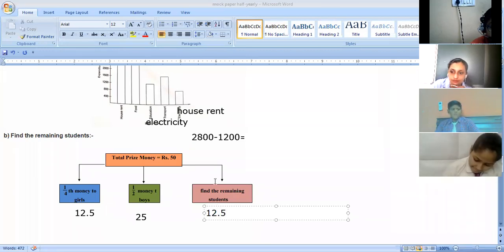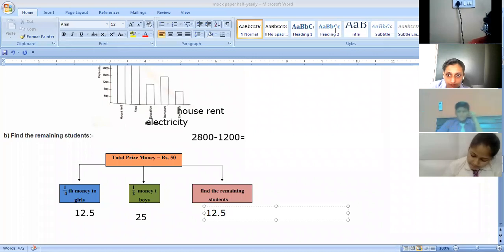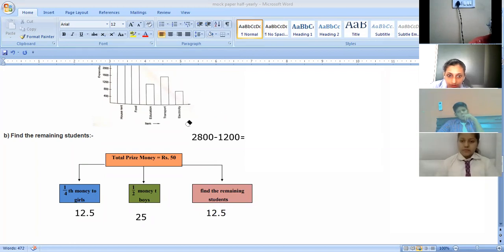Got it? Done, everyone? So this one was the OTBA part which you have done today. Okay. So this was your OTBA part. We have completed the OTBA part. Tomorrow we are going to do the next B section of this mock paper.